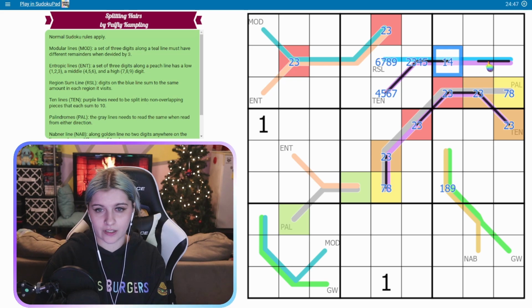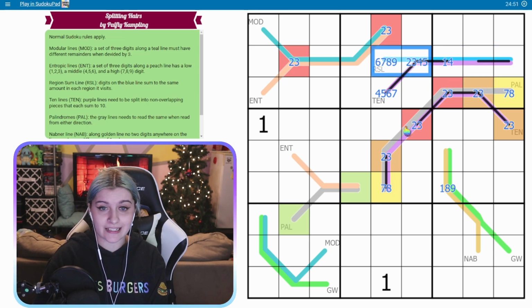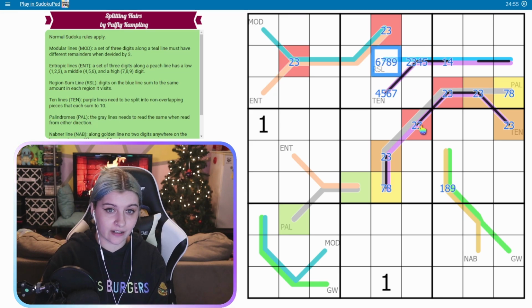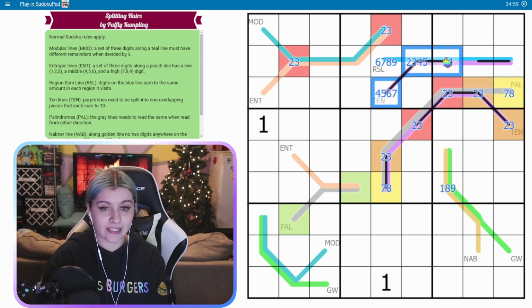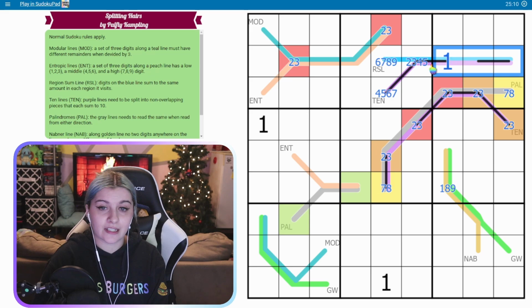This being a 4 and this being 10 means this is 14. So for the region sum line, this needs to be 14. The only way to get 14 is if this is a 5 and a 9 now. But for the 10 line, this being 4 and 5 would make this a 1, but it can't be a 1. This has to be a 1. That's the only option left. I can't believe I narrowed it down that much. That also means that this will sum to 11, so this needs to be 11, but that's fine.